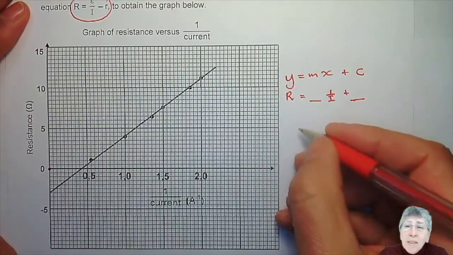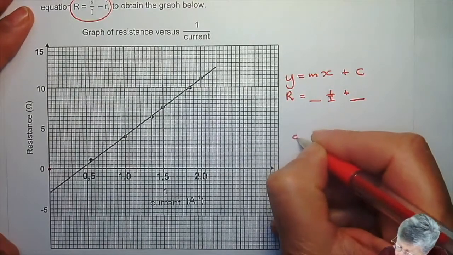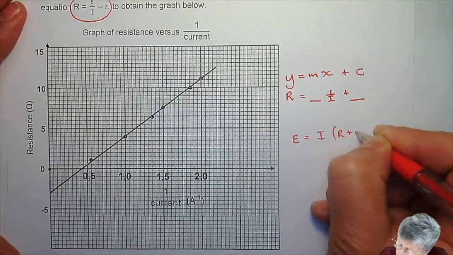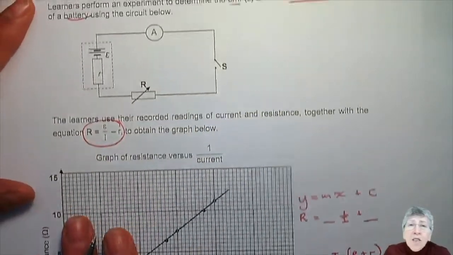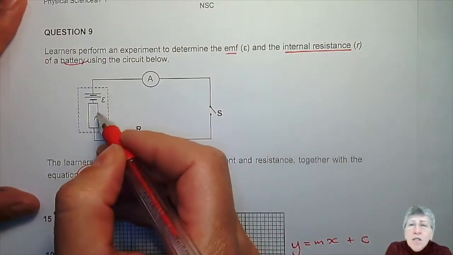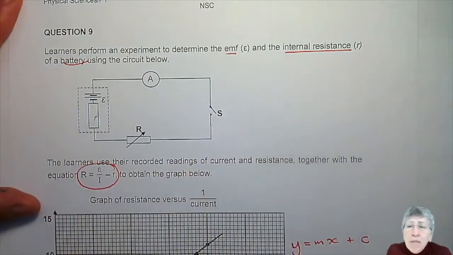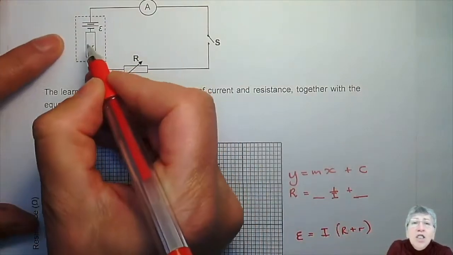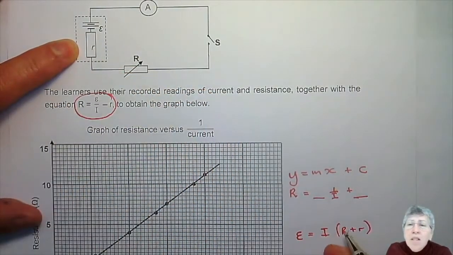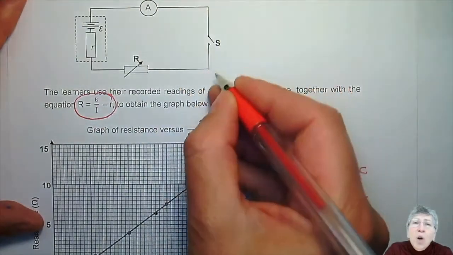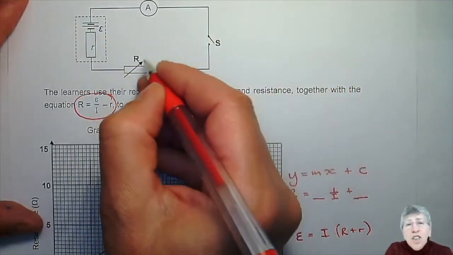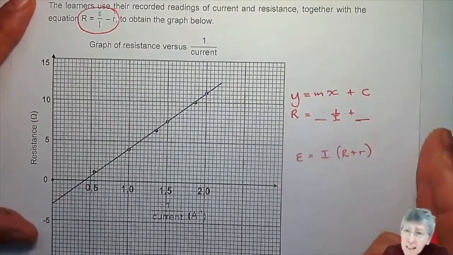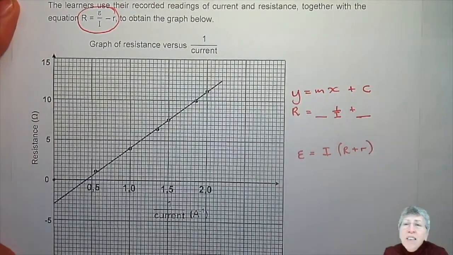Now let's start with something that we know is right, and that is the EMF is equal to I times (R plus small r). The EMF is all the energy given by the cell to every 1 coulomb of charge traveling through that circuit, and the small r is now the internal resistance, and the big R is the resistance of this whole external circuit, which is just the rheostat in this case. So that's the equation, and now I want to rewrite that to get it into that form.